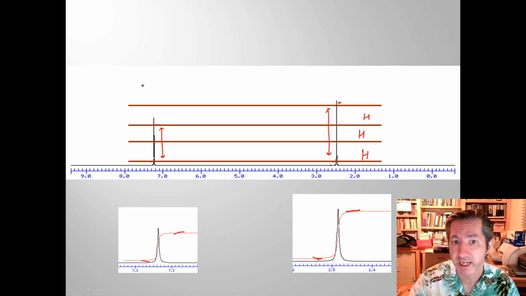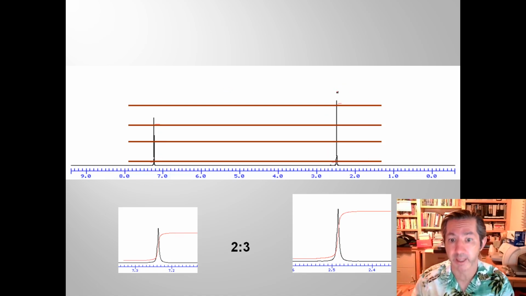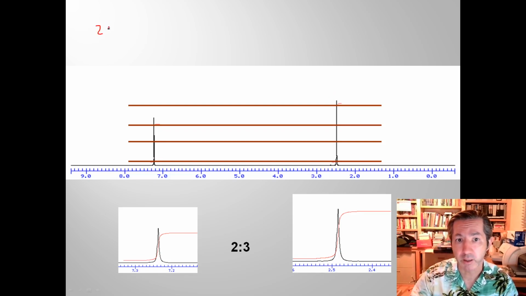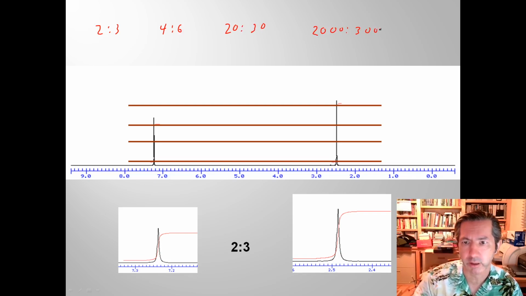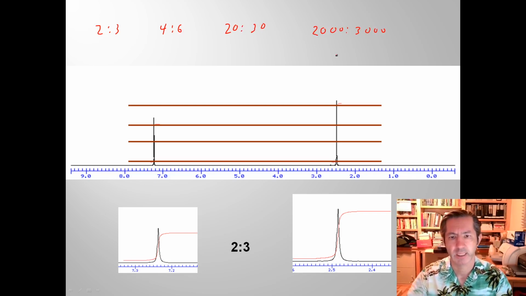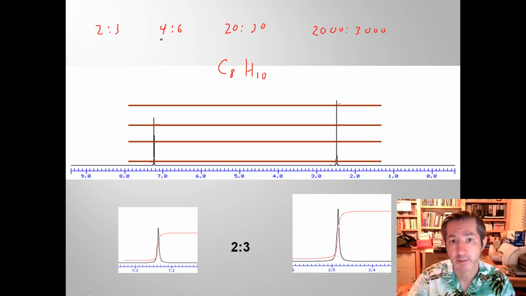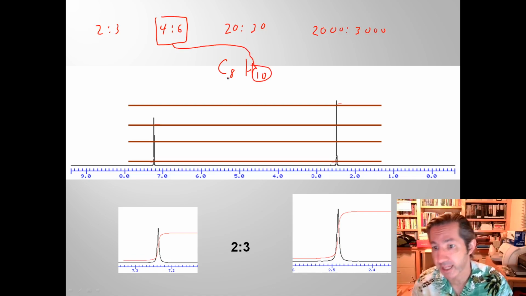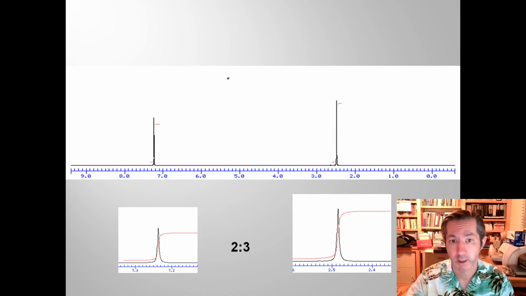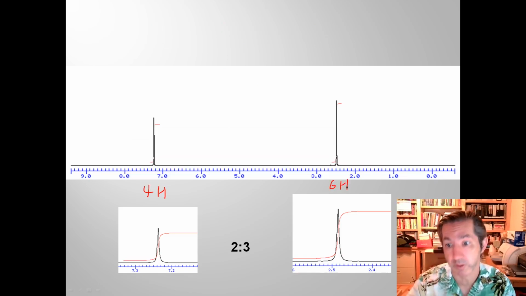And what I end up with is I can say, well, there's a 2 to 3 ratio. That's useful info right there, 2 to 3 ratio. 2 to 3, though, that's the same as 4 to 6. That's the same as 20 to 30. That's the same as 2,000 to 3,000. So which is it? This is where we go back to our formula. We know we have 10 hydrogens. We will pick the ratio that adds up to 10. So now we know that there are 4 hydrogens in this environment. There are 6 hydrogens over here.